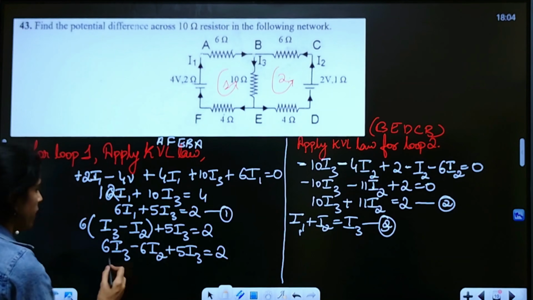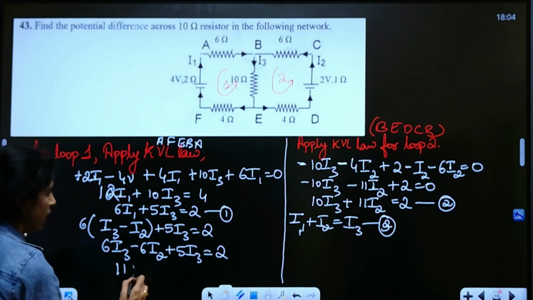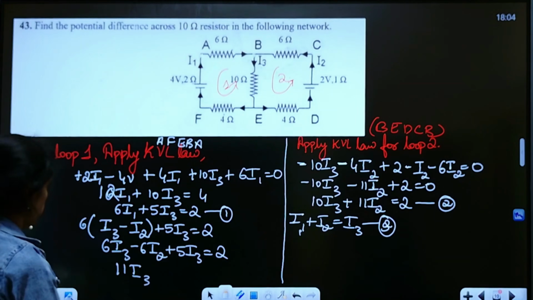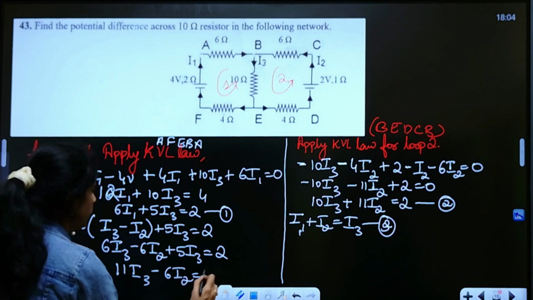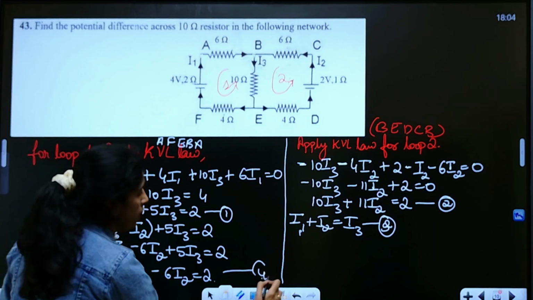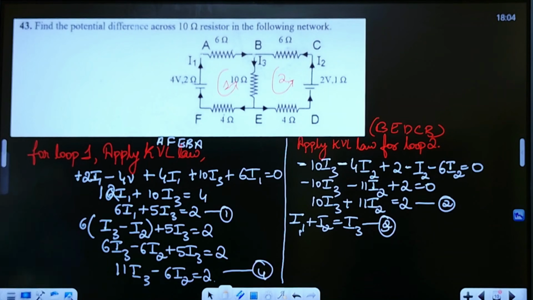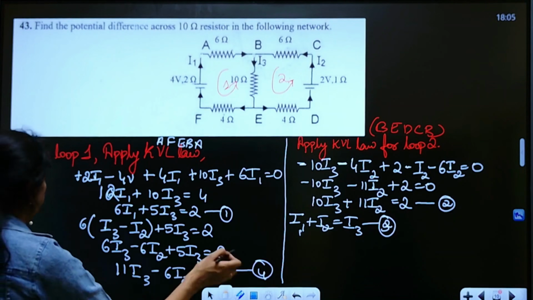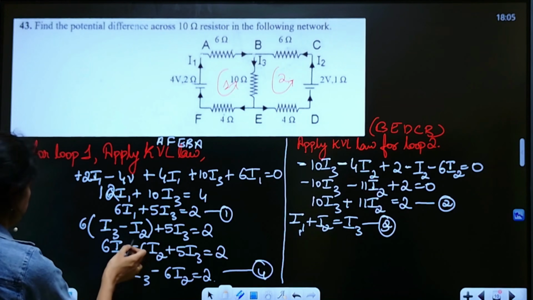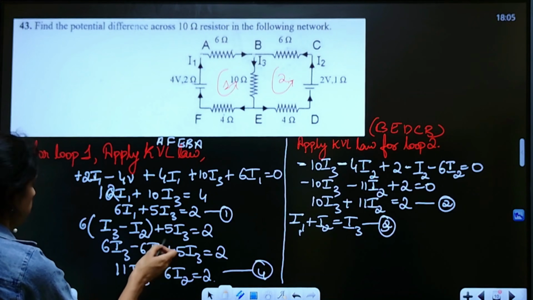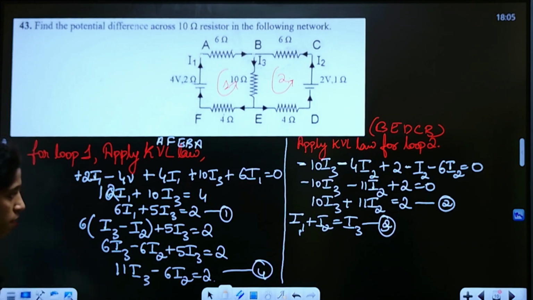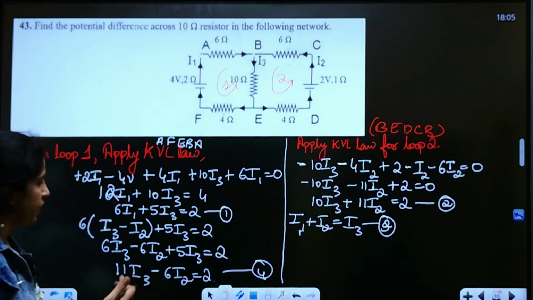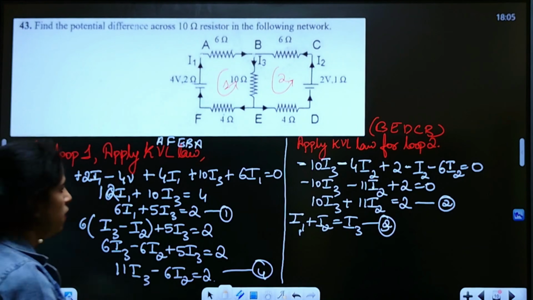So finally what do you get? 6 plus 5 is 11 I3, 11 I3 minus 6 I2 equals 2. I'll get my fourth equation. I'll take this as equation number 4. I hope it's correct. 6 I3 minus 6 I2 plus 5 I3, whereas 6 I3 plus 5 is 11 I3 minus 6 I2 equals 2. Now you can equate this equation 4 and equation 2.